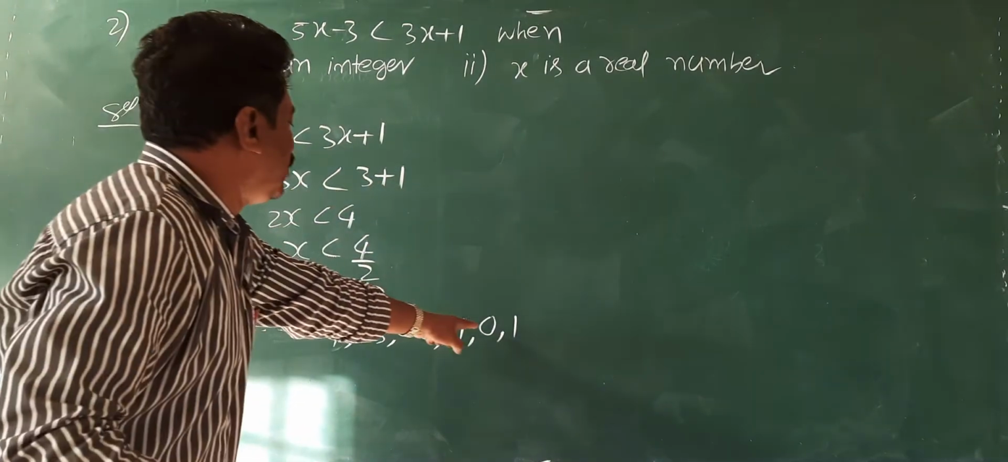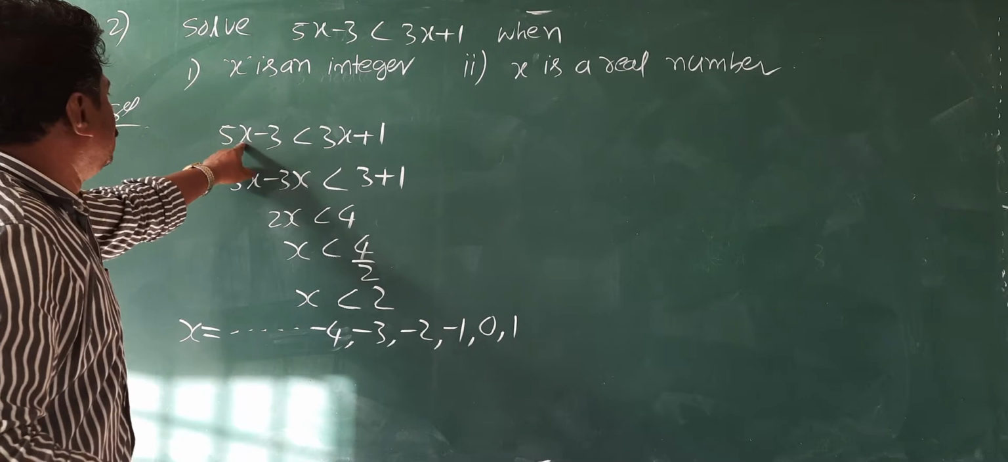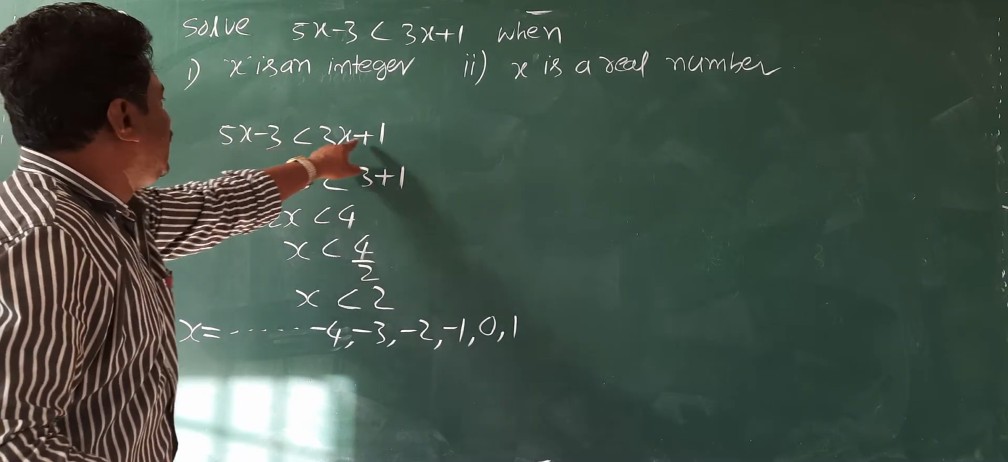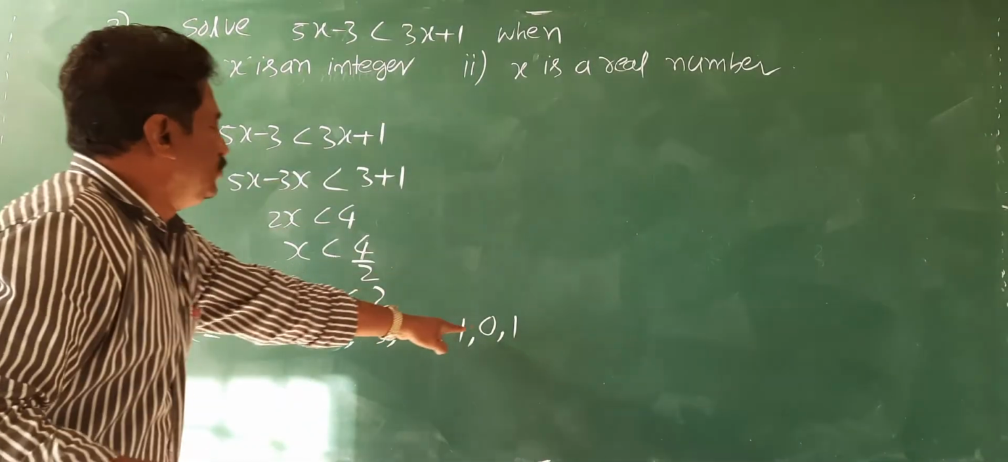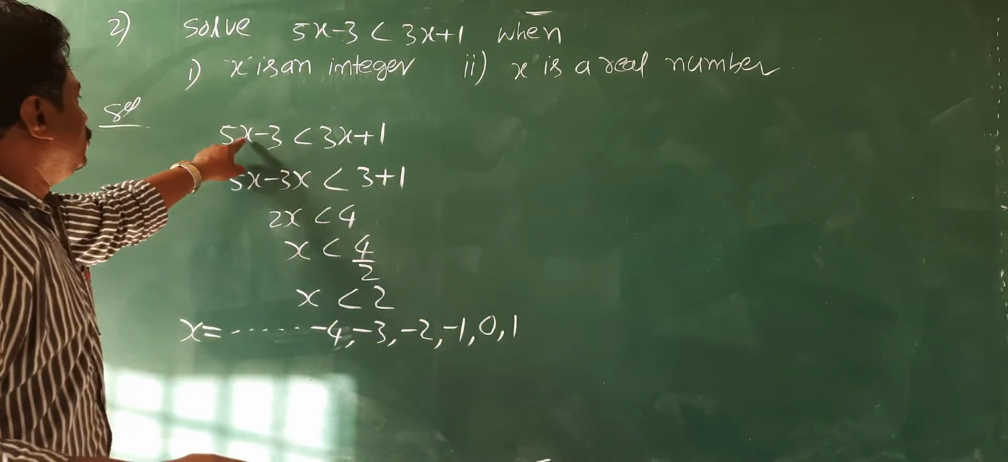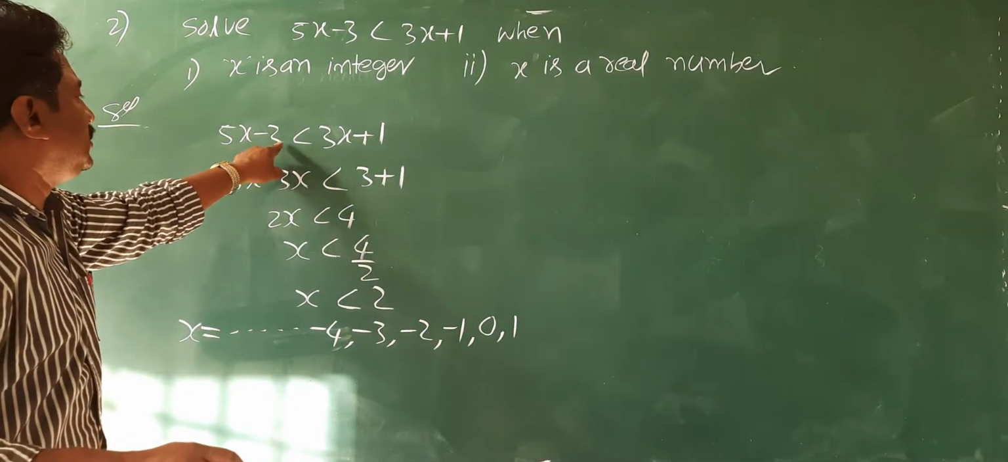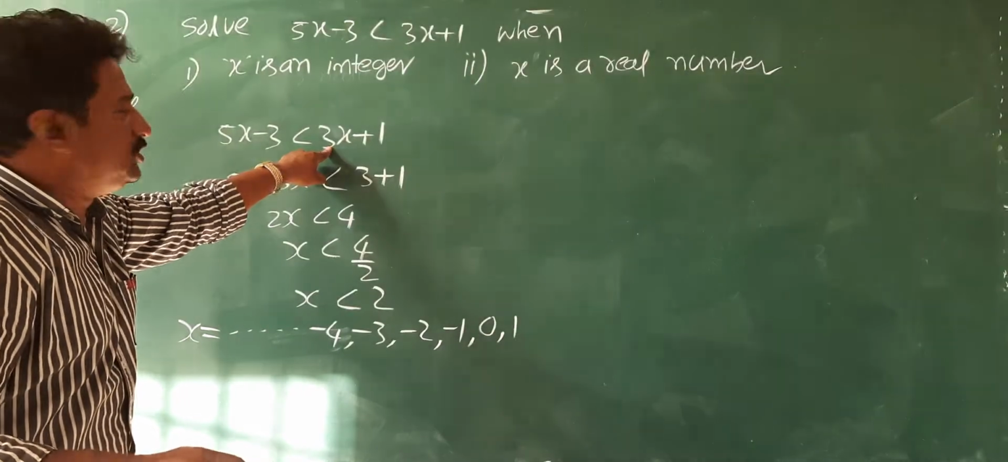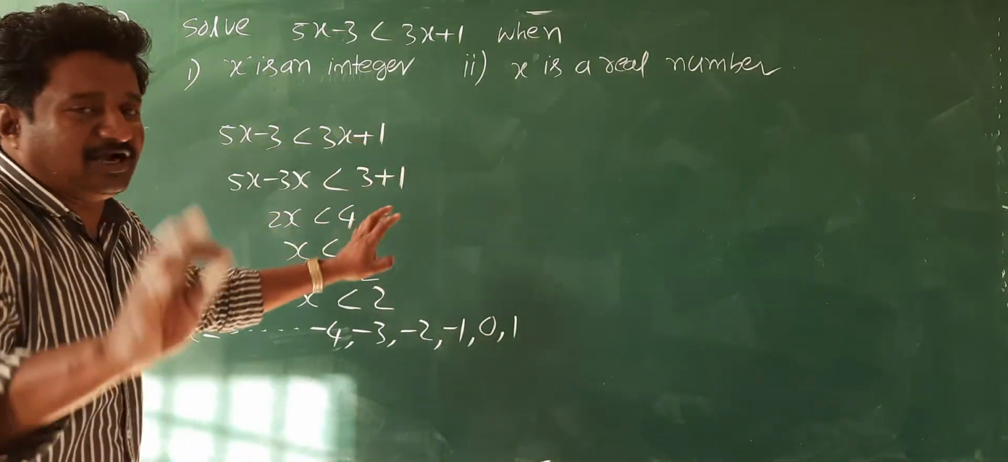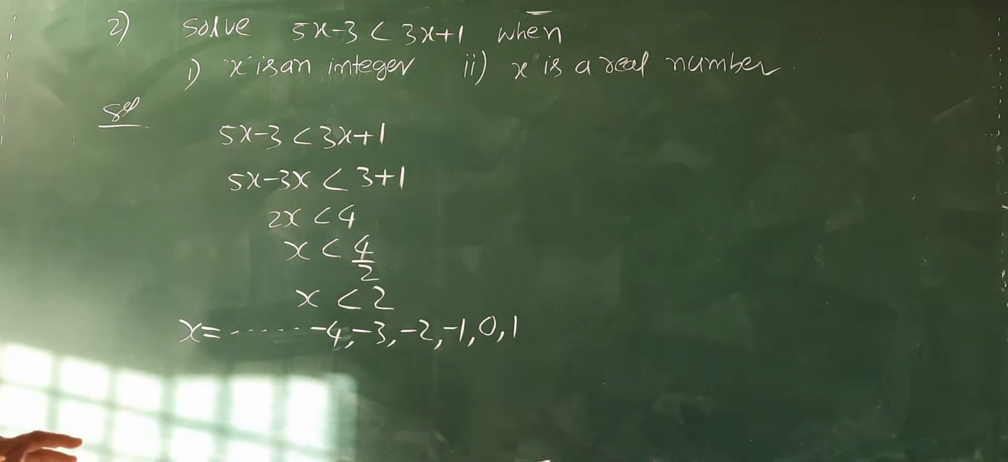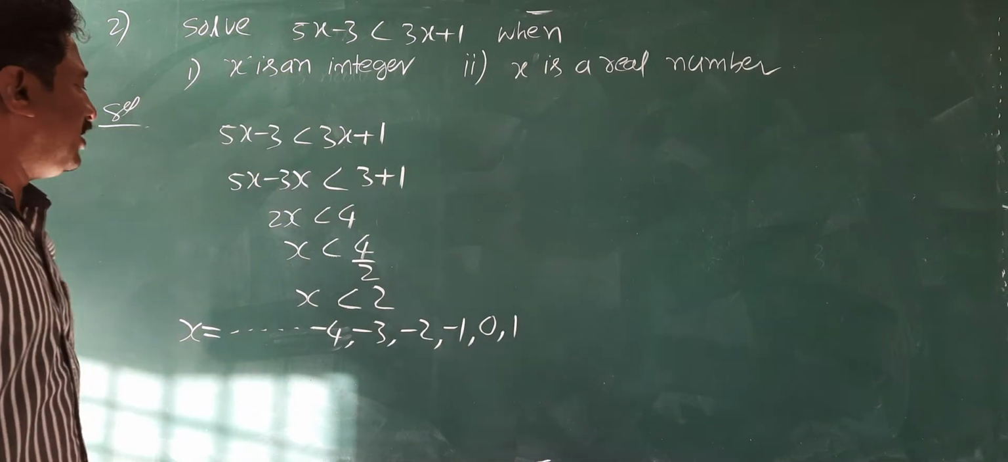For example, you cross check, put x equals 0. Minus 3 less than 1. Correct. You choose, put x equal to 0. 0 into 5 is 0. Minus 3 less than 0 into 3 is 0, plus 1. Minus 3 less than 1, 100% correct. These are the x values which make this inequality true.